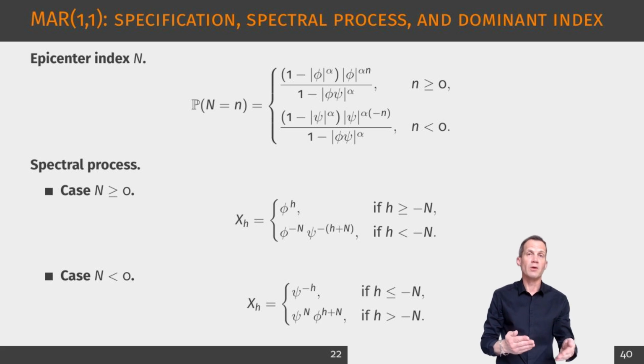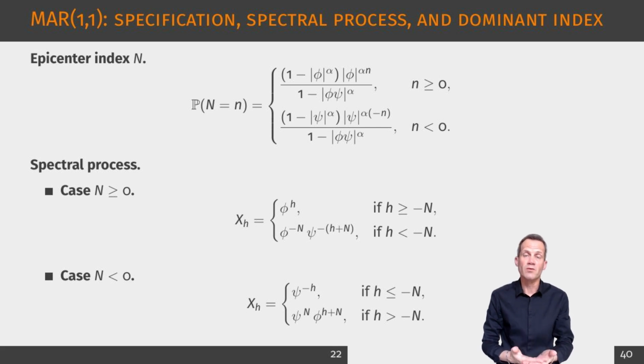So the dominant shock can be either on the causal side, n larger or equal to 0, or the non-causal side, n smaller than 0, and the relative mass is driven by phi, psi, and the tail index alpha. Conditional on n, the spectral trajectory is piecewise geometric with a clear switch at h equals n.